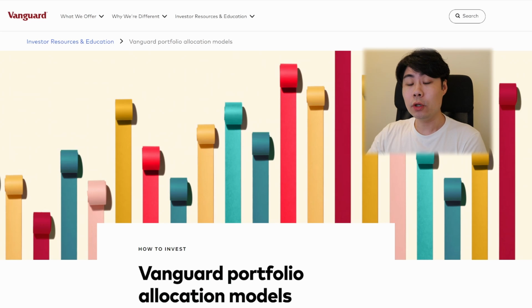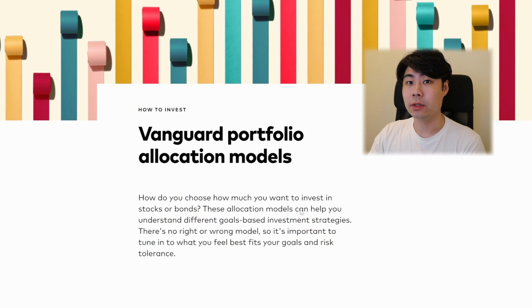Well, today we will look into some example portfolios to really understand how allocations can be done. We'll look at Vanguard's allocation models. They have a really neat page that shows the different types of portfolios. If you don't know Vanguard, they're an investment group with over 7 trillion in global assets under management. In other words, they really should know what they're doing.